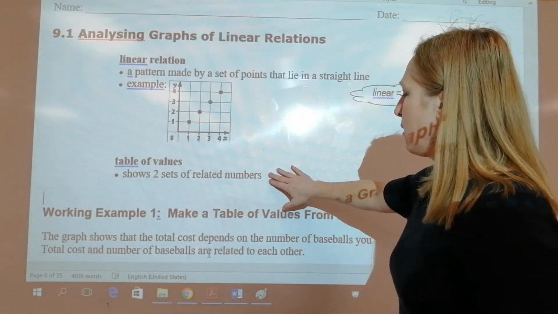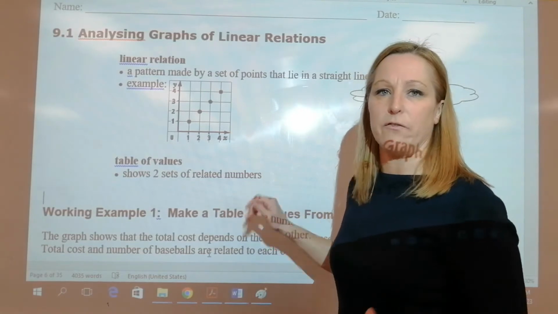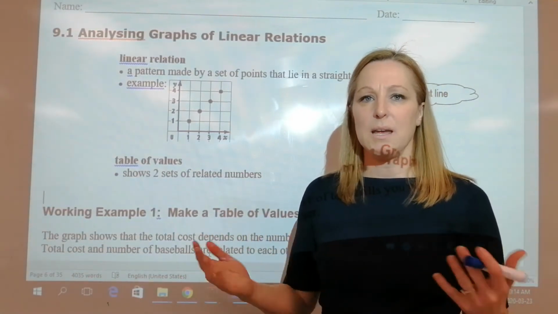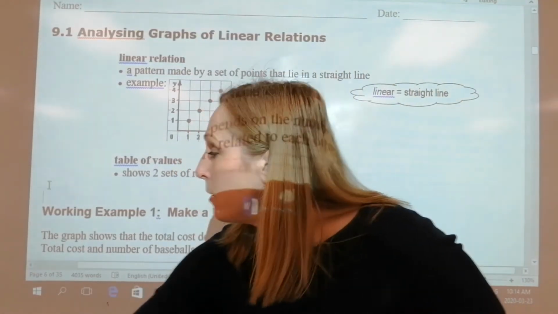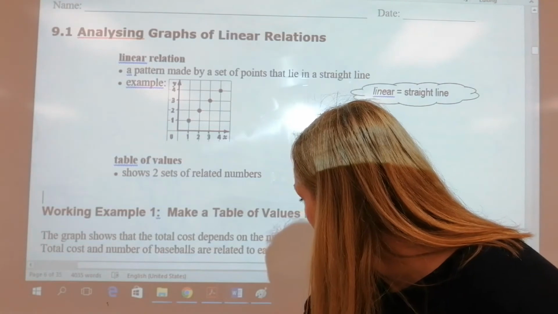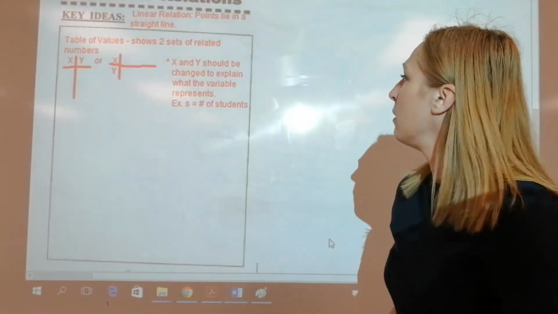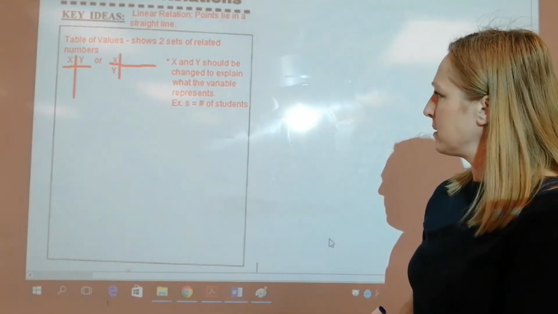We're also going to take a look at what we call a table of values. Yesterday I referred to this as a function table. We need to recognize that function table and table of values are the same thing. So I'm going to have you start off by copying some information onto page 10 in your journal. I'll give you a little bit of time to do that.